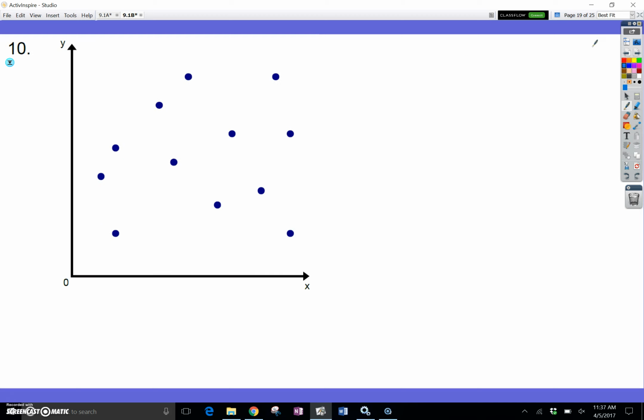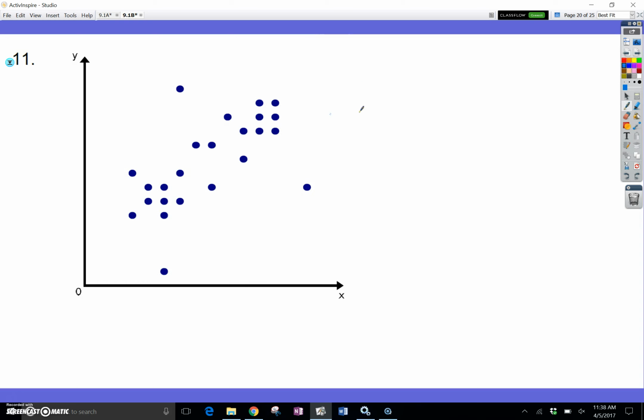Now this one, I would consider no association. People might want to justify it, say it's kind of going upwards, but not really. If it is, it would be extremely, extremely weak, but I would just say no association would be the safest bet. You can't really tell whether a correlation is going on here or not.